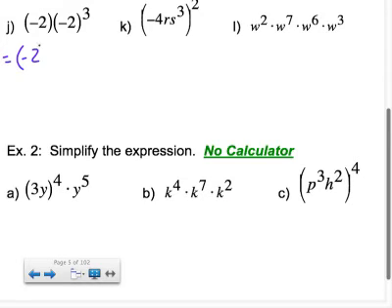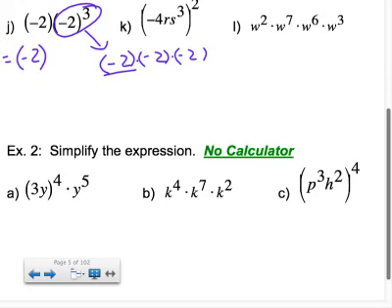So I have -2. Now I have -2 to the 3rd. Understand what that means. That means -2 times -2 times -2. Okay? Well, negative 2 and negative 2 makes positive 4. Positive 4 times negative 2 makes a negative 8. So negative 2 to the third power is really negative 8.